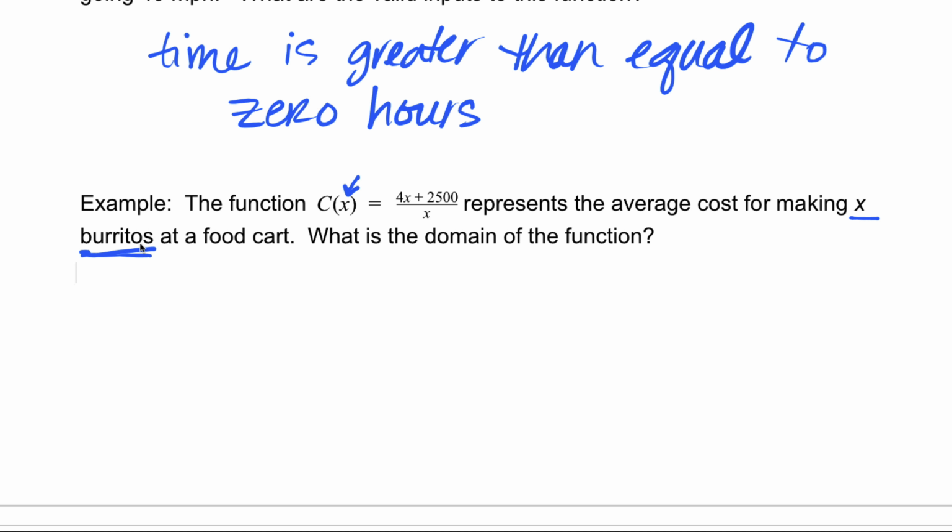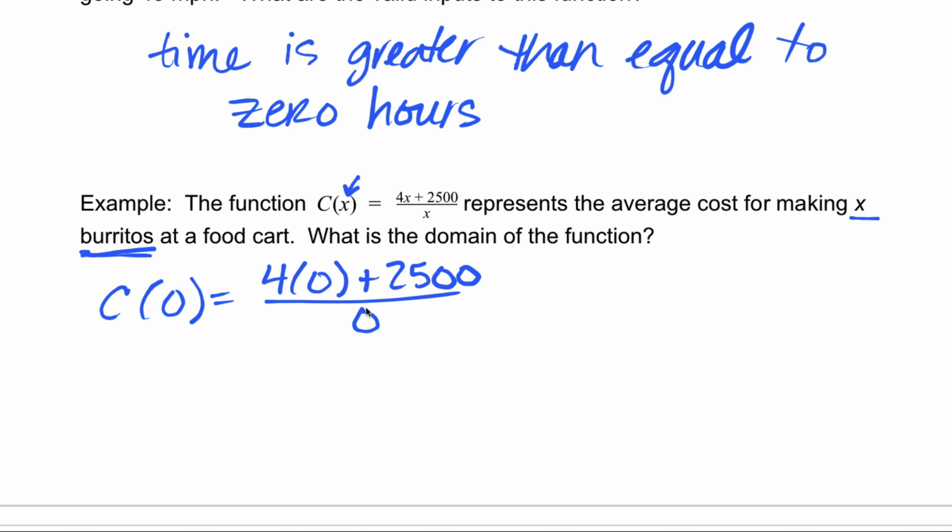Well, we can certainly make 10 burritos or 100 burritos. We can't make negative burritos. So like the previous example, we would not allow negative values of x. Can x be 0? Well, certainly in real life, you could not make any burritos. But in this function, if I have an input of 0, let's just evaluate this. What happens? We have 4 times 0 plus 2,500 divided by 0. And right there is our problem, dividing by 0.